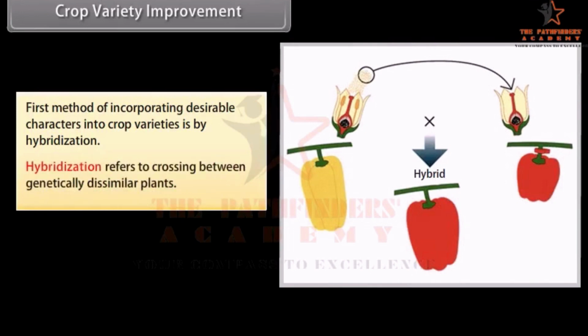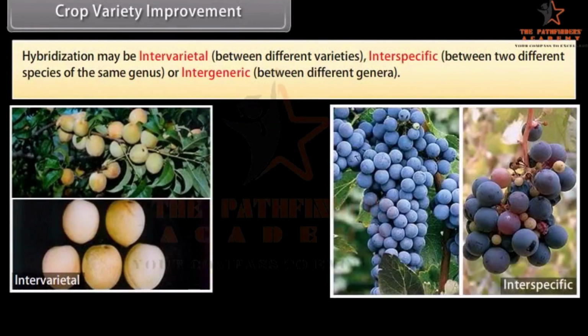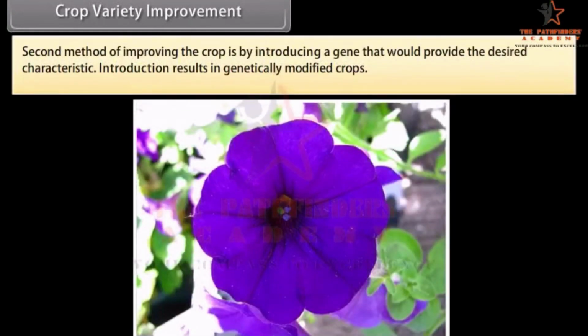Hybridization refers to crossing between genetically dissimilar plants. Hybridization may be intervarietal between different varieties, interspecific between 2 different species of the same genus, or intergeneric between different genera. Second method of improving the crop is by introducing a gene that would provide the desired characteristic. Introduction results in genetically modified crops.